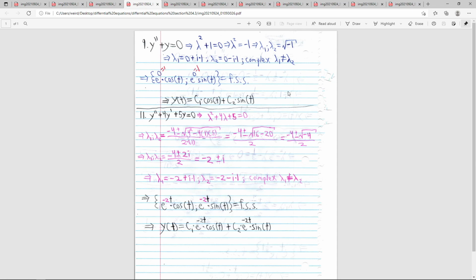We're going to have 3 more of these right now in a row. And we're going to use the quadratic formula in many cases. This one, we have just direct translation into it. It's lambda squared plus 4 lambda plus 5 equals 0.